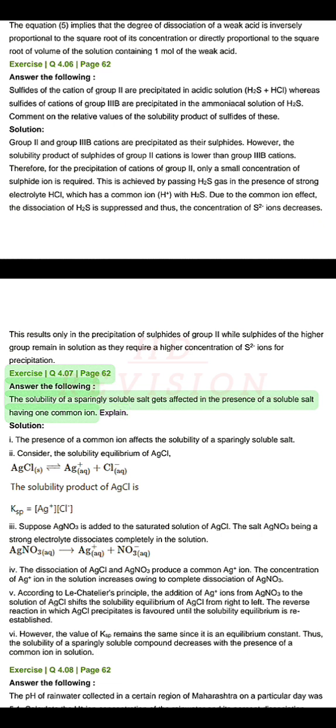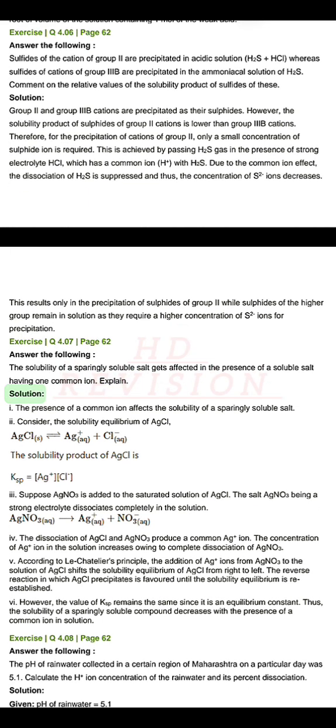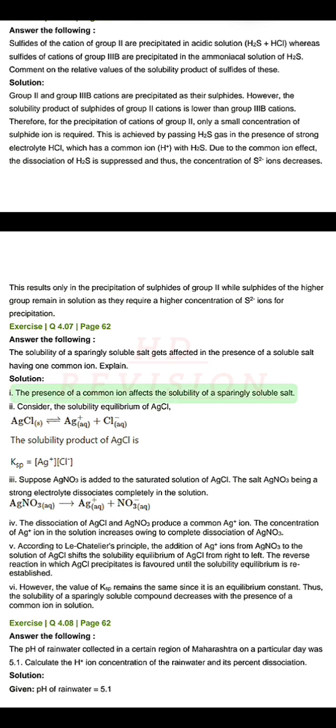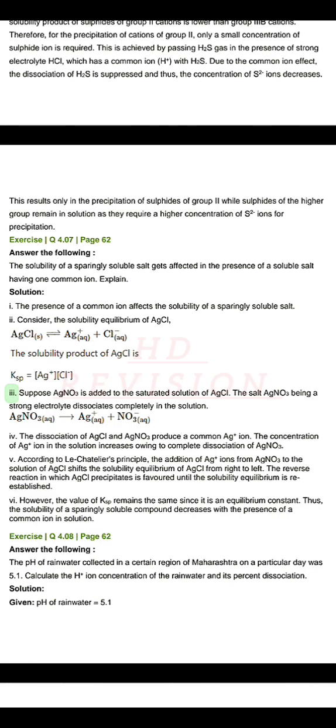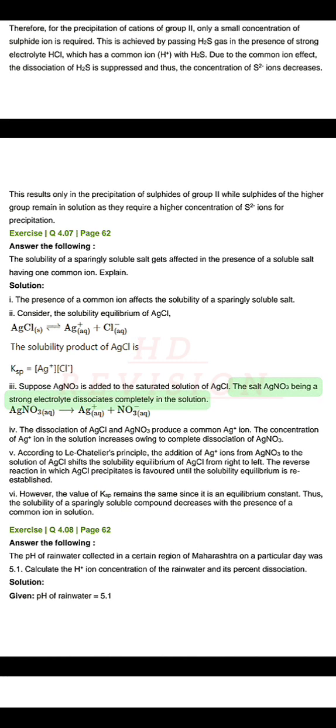Exercise Q 4.07, page 62. Answer the following. The solubility of a sparingly soluble salt gets affected in the presence of a soluble salt having one common ion. Explain. Solution. (i) The presence of a common ion affects the solubility of a sparingly soluble salt. (ii) Consider the solubility equilibrium of AgCl. (iii) Suppose AgNO3 is added to the saturated solution of AgCl. The salt AgNO3, being a strong electrolyte, dissociates completely in the solution.